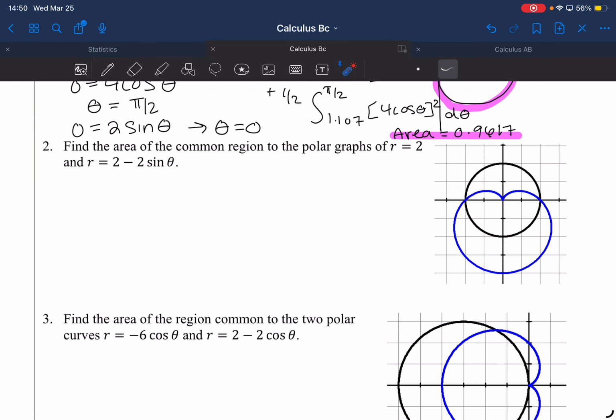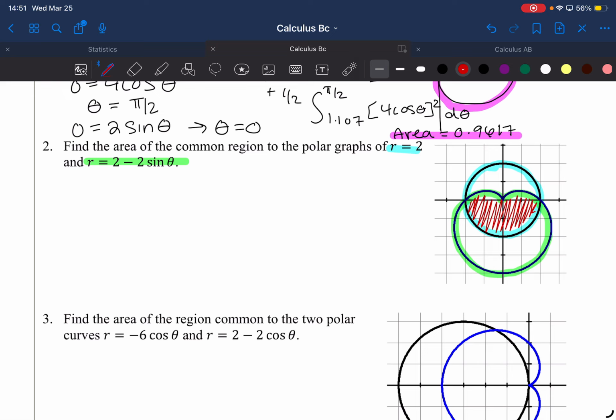Okay, so now it says find the area of the common region to the polar graphs of r equals 2 and r equals 2 minus 2 sine theta. So r equals 2, that is this circle here that has a radius of 2. And then the other one, 2 minus 2 sine theta, is this one here. So what we need to find is the overlap. So that is this section here.